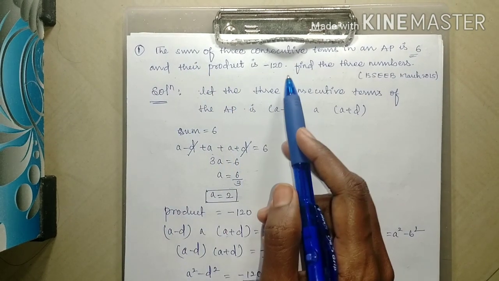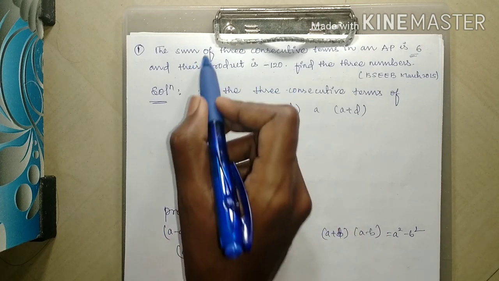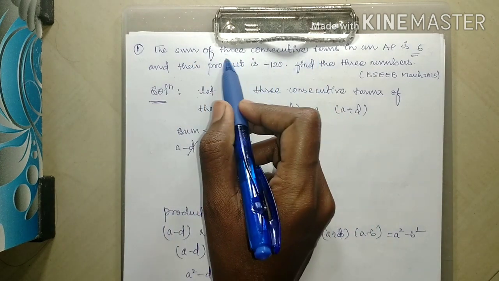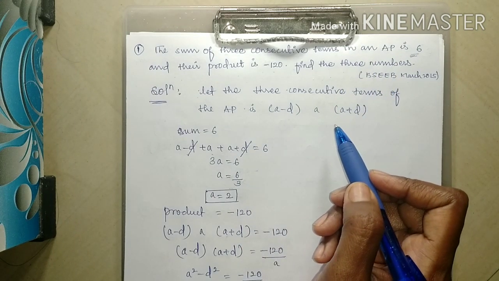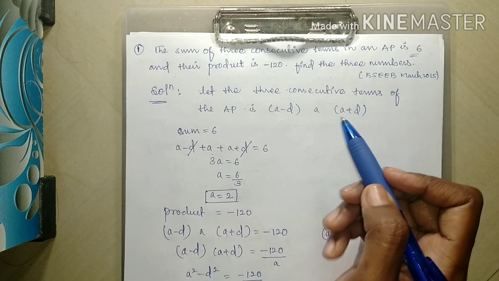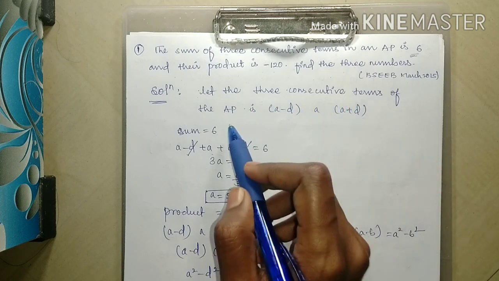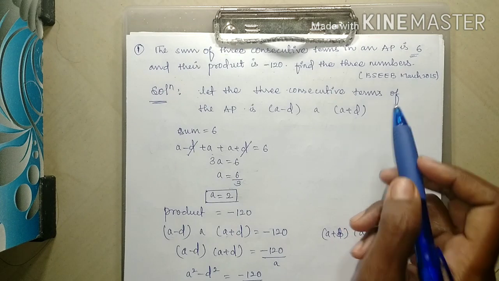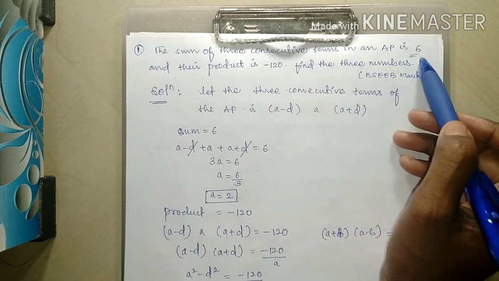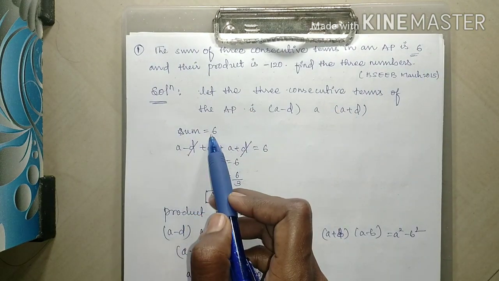So what is given in the example? Sum of 3 consecutive terms. For consecutive terms, we have to write the neighbor terms. You know how to consider the 3 terms. So let the 3 terms of an AP be a minus d, a and a plus d. The sum is given as 6, so sum is equal to 6.